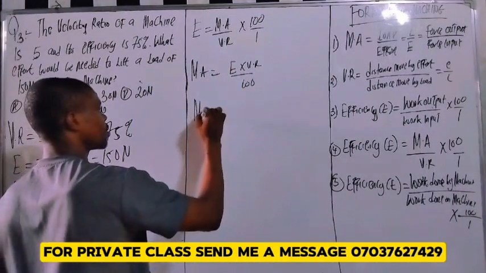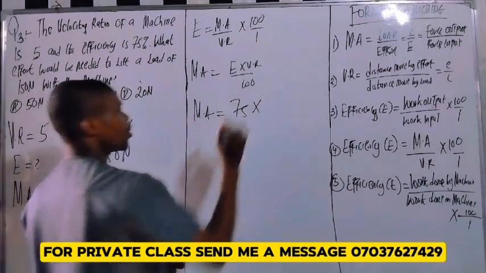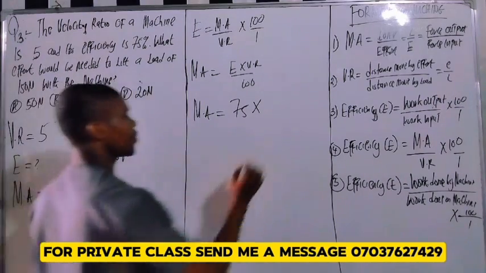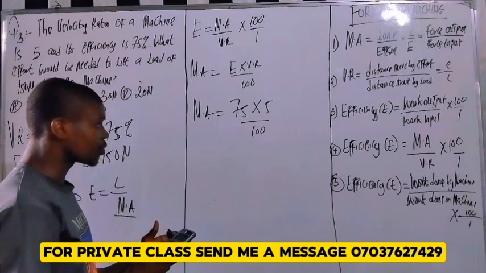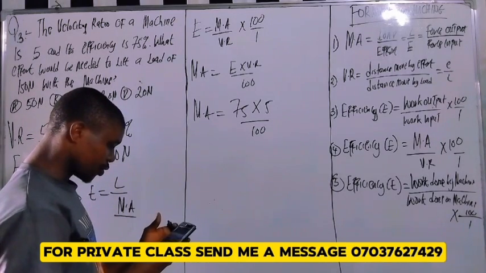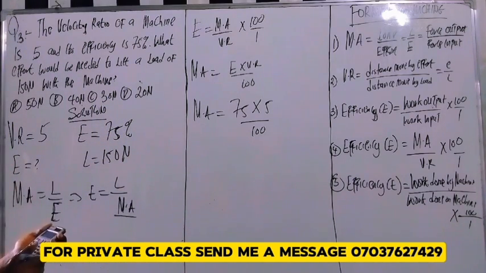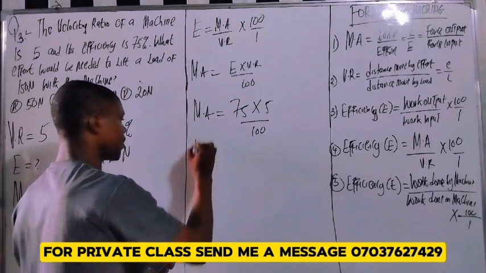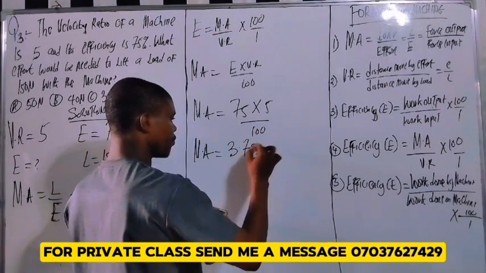My mechanical advantage is equal to my E, which is 75, times my VR, which is 5, over 100. So what are we going to get? 75 times 5 divided by 100. So you have 3 point... my mechanical advantage equals 3.75, right?